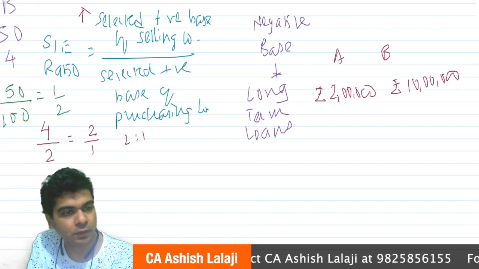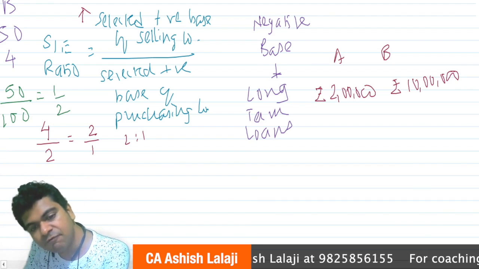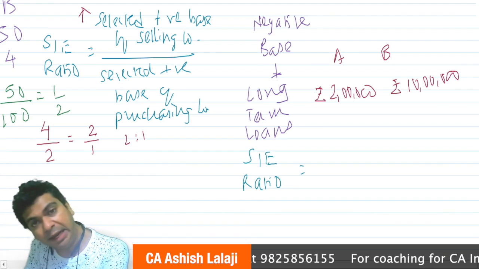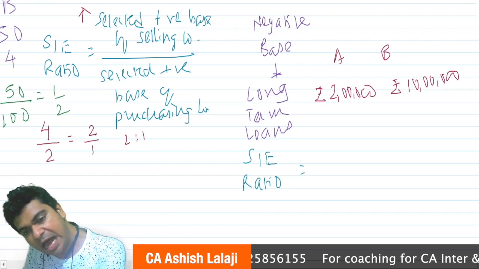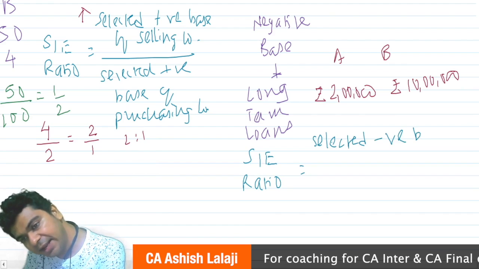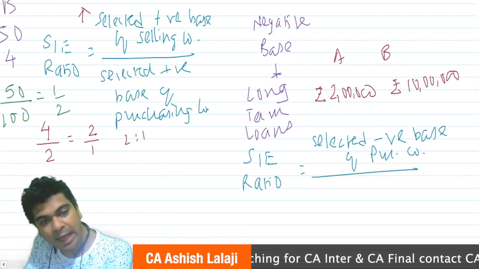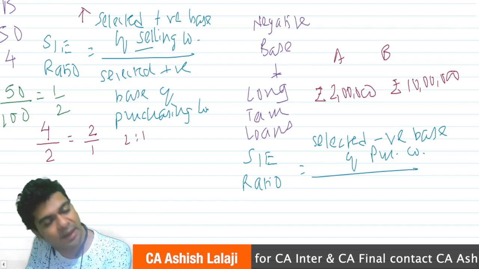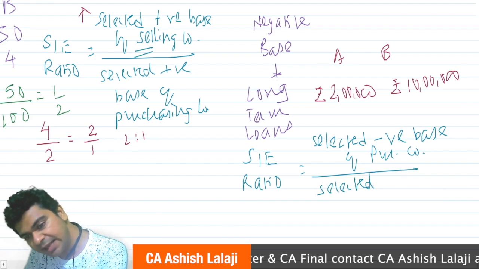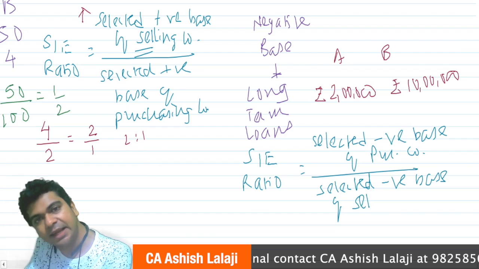I will like the negative base to be as low as possible. So this time there will be a slight change in the formula for the share exchange ratio. Earlier there was a positive base. Now I will say selected negative base of purchasing company. Earlier we were putting the selling company in the numerator. Now I'll put the purchasing company, and this I will divide by the selected negative base of the selling company.